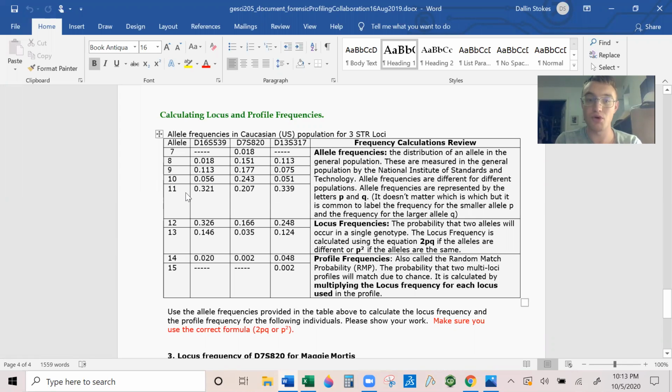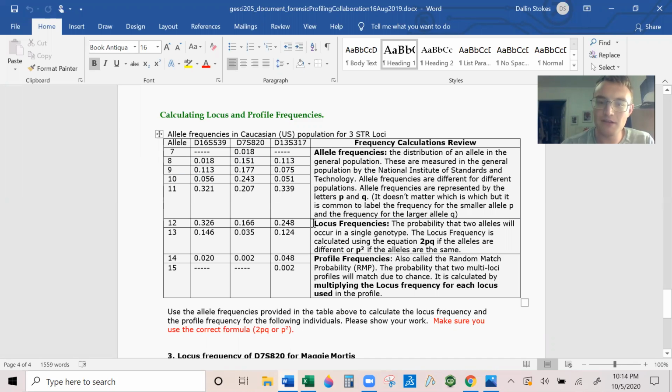So the 11 is more common in the population than the 10 allele, which is more common than the 8 allele, if that makes sense. That's what these numbers mean. Okay, now let's go to the next level of specificity here.